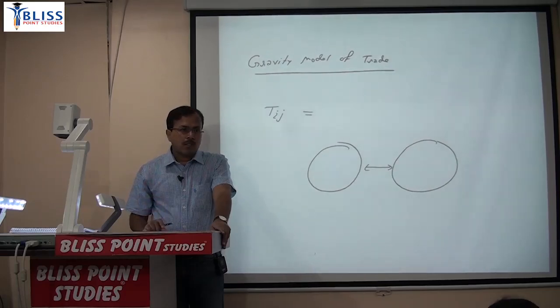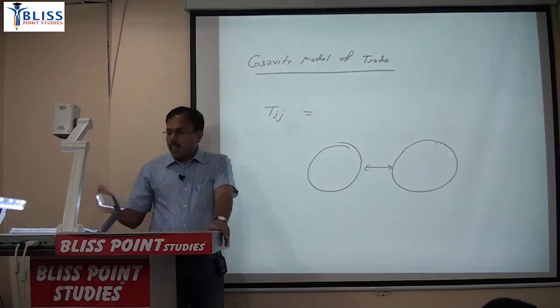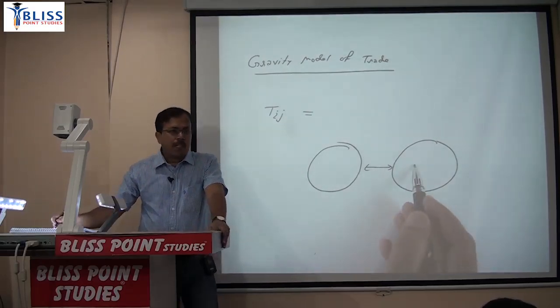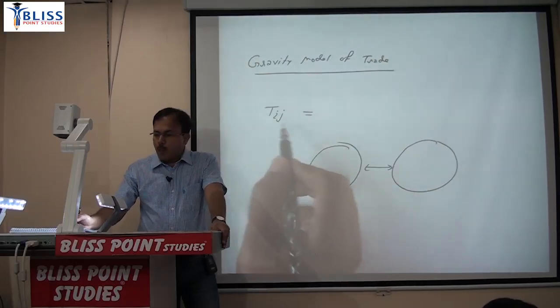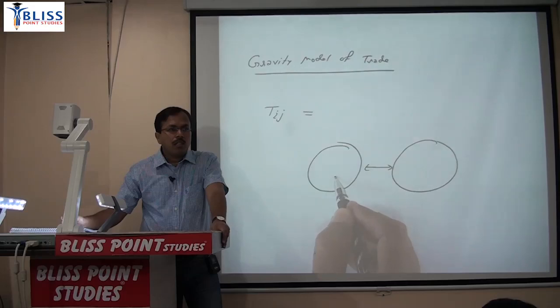So trade between say US and China, why is trade between US and China more? Because the size of that economy in terms of GDP is higher. So the trade between two countries depends upon the size as well as the distance, but with distance trade value will decrease and with size it will increase.